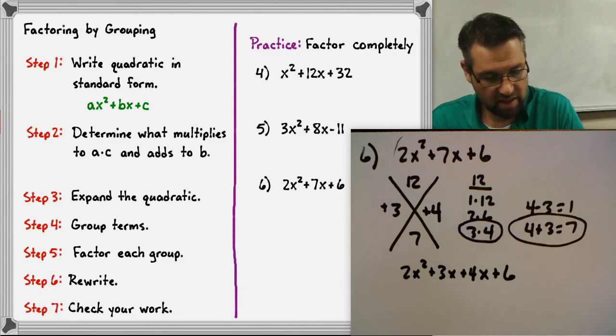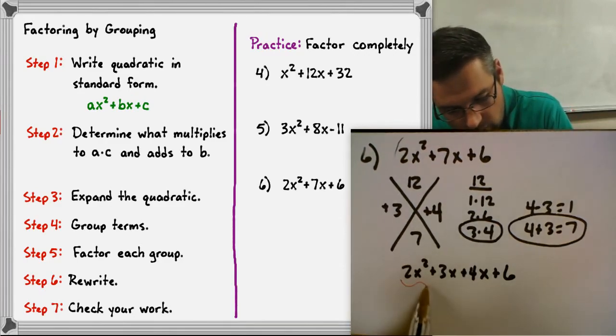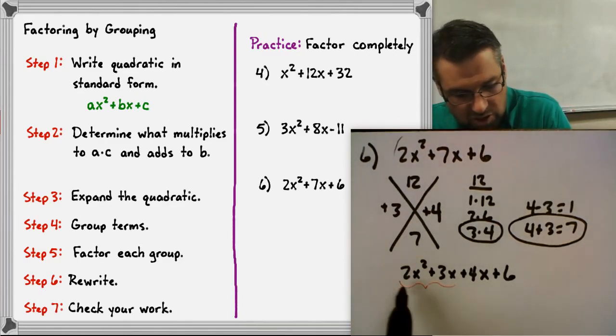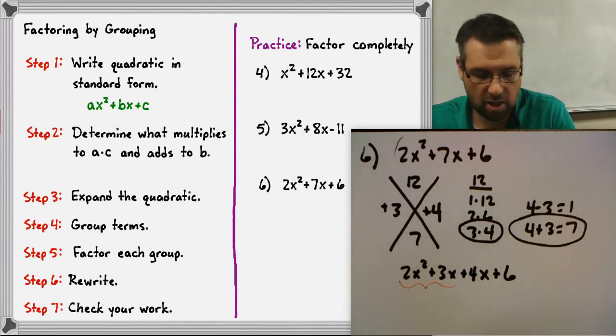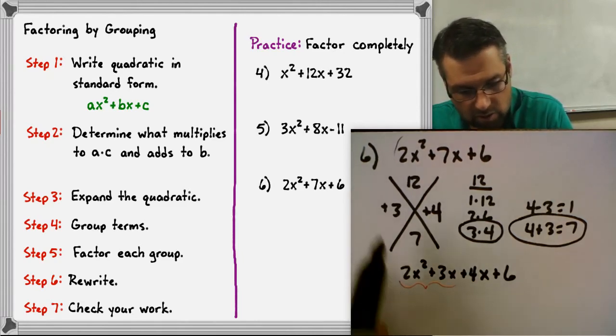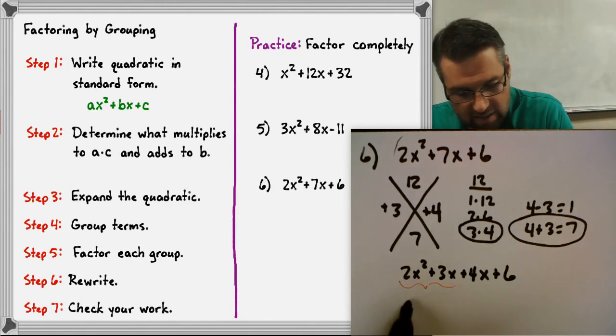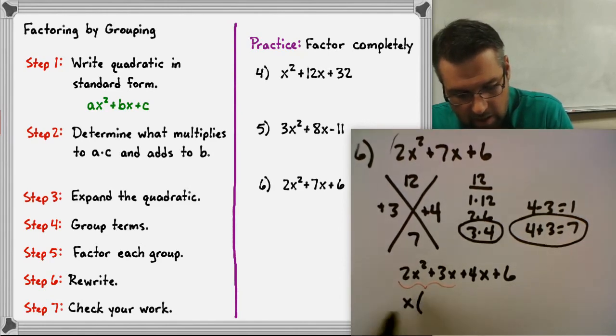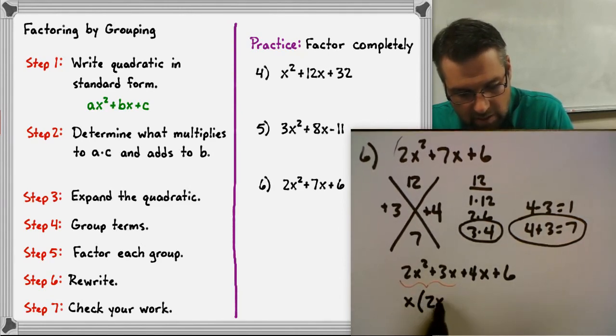Okay. Then from here, we're going to go ahead and group. The GCF out of the first one, 2 and 3, both are prime numbers. So the GCF is 1 there. So we're not going to write that down. And then out of the x's, the GCF is x. Left over here is going to be 2x. Left over there is going to be 3.